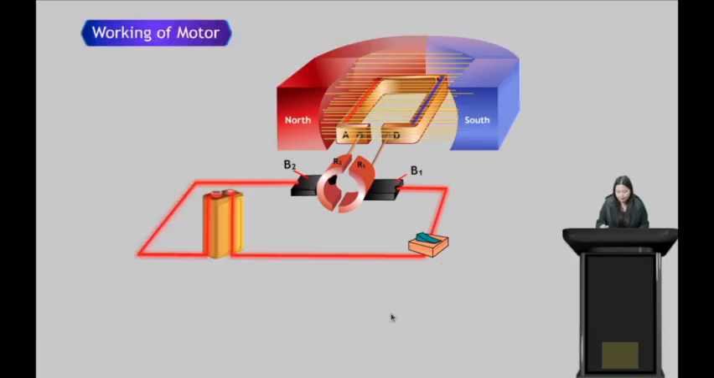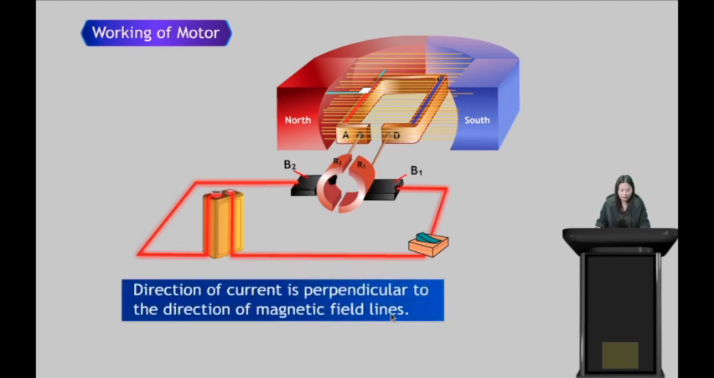Now let us see. So when we look at this, we have seen that arms AD and BC are parallel to magnetic field lines, but the direction of current is in this direction, and the direction of magnetic field lines is in this direction. So here we see that the direction of current is perpendicular to the direction of magnetic field lines.